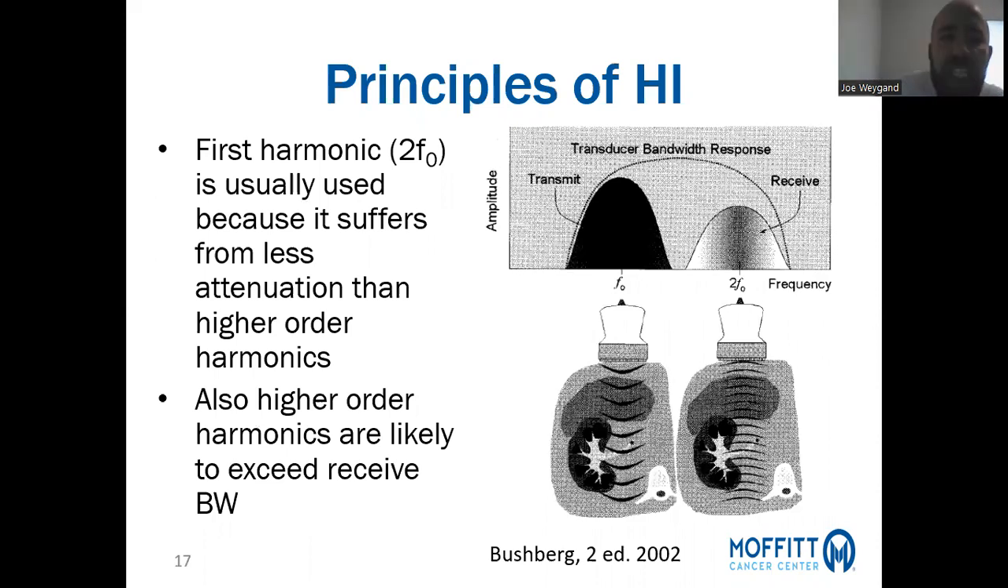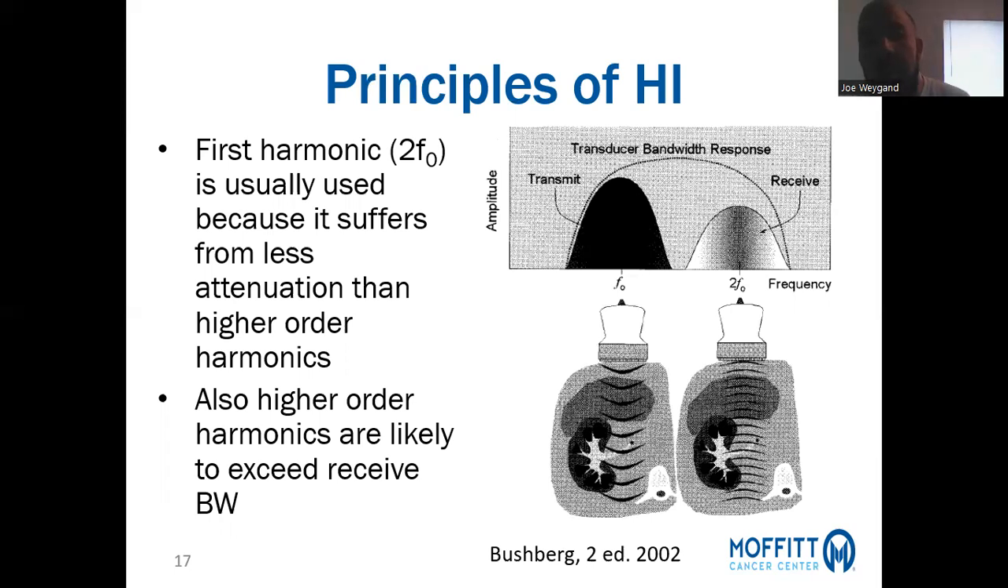Usually in harmonic imaging, they make use of the first harmonic, so 2 times the fundamental frequency, because it suffers from less attenuation than the higher order harmonics. Remember, the higher the frequency, the more attenuating the signal is. So if you used even higher order harmonics than the first harmonic, you would actually be shooting yourself in the foot, so to speak.